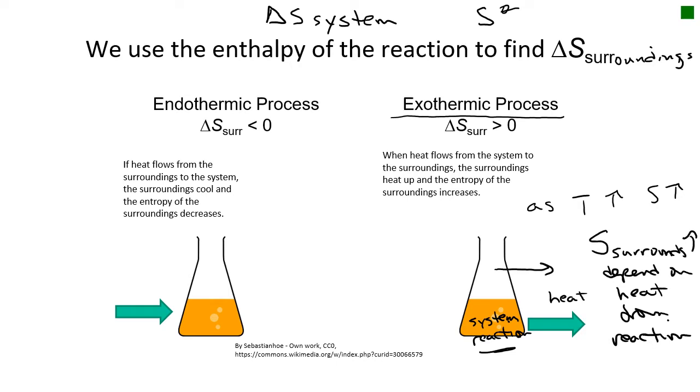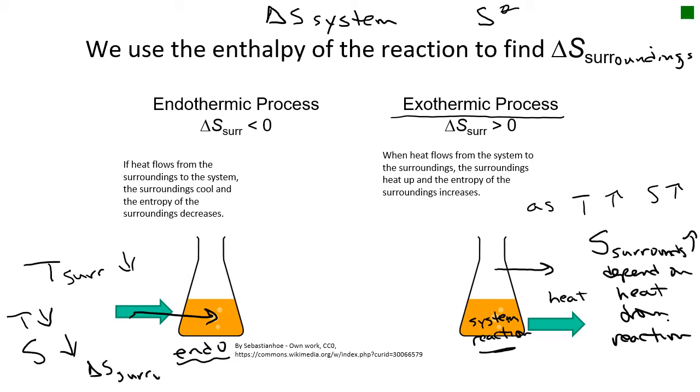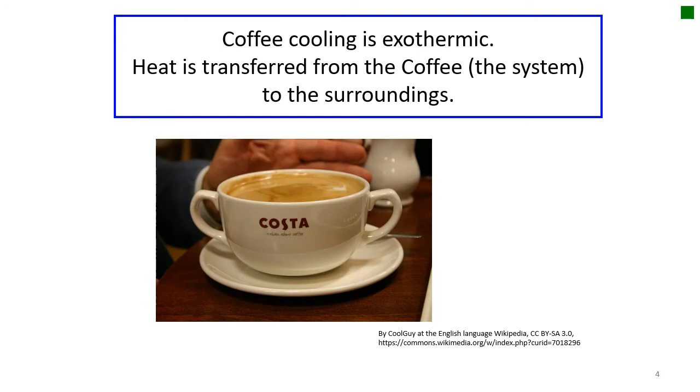Equally, if this reaction is endothermic, that means heat is going to flow from the surroundings into our system. This tells us that the temperature of the surroundings is going to go down. And when the temperature goes down, the entropy goes down. And so if we have an endothermic reaction, the amount of heat that is needed for this reaction to occur is going to affect the change in the entropy of the surroundings. So what can we do with that?